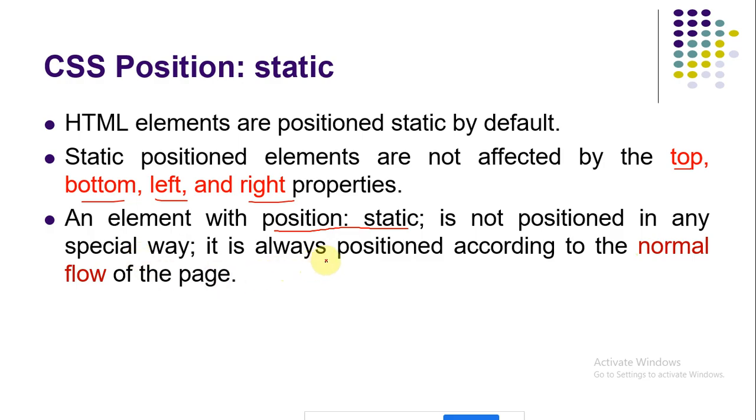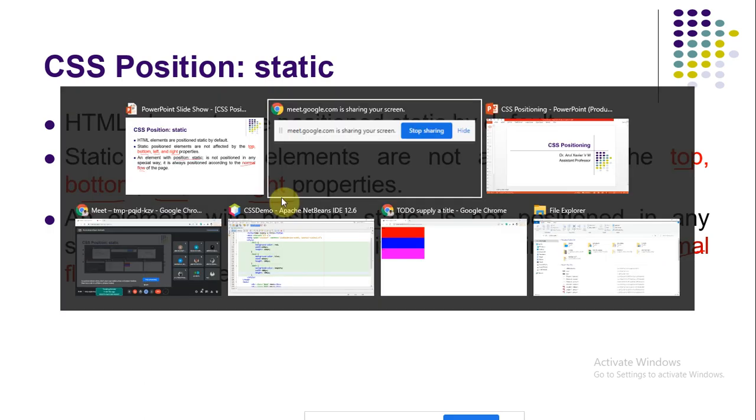It is always positioned according to the normal flow, based on whether it is an inline element or a block level element. A block level element will come vertically, line by line, one by one. An inline element will come horizontally. That is the normal flow. So position static is the default one, and there is no effect from the top, left, right, and bottom properties. Okay.